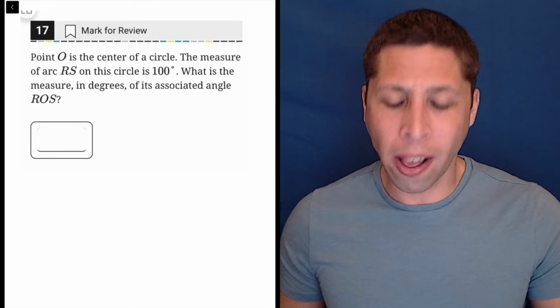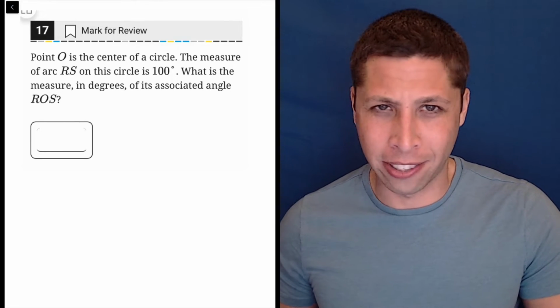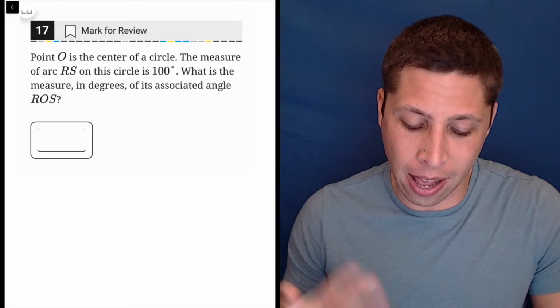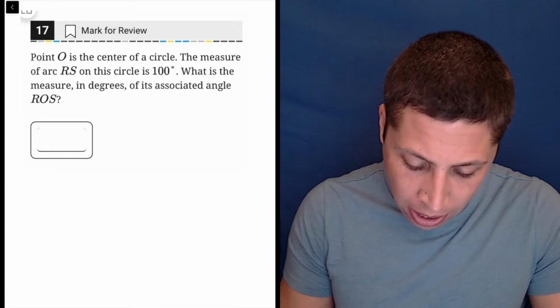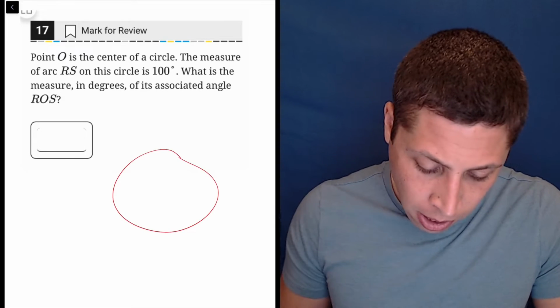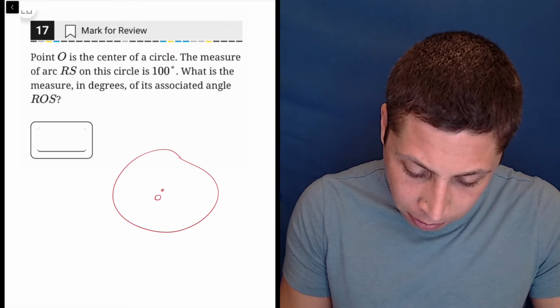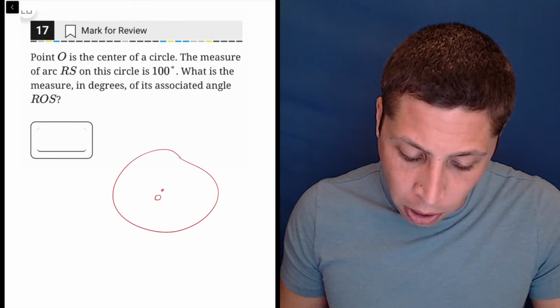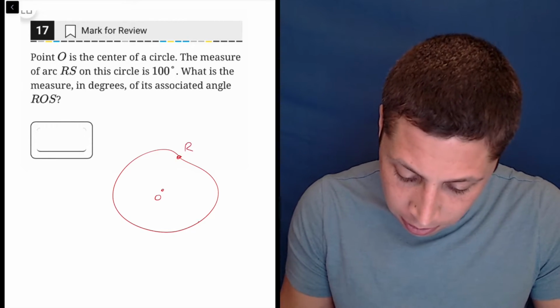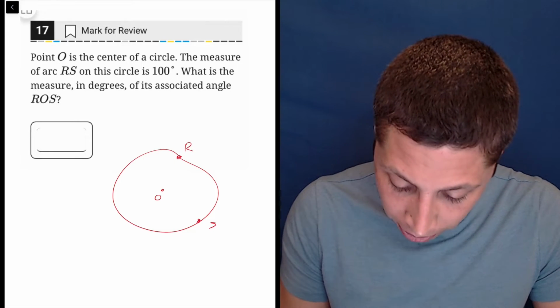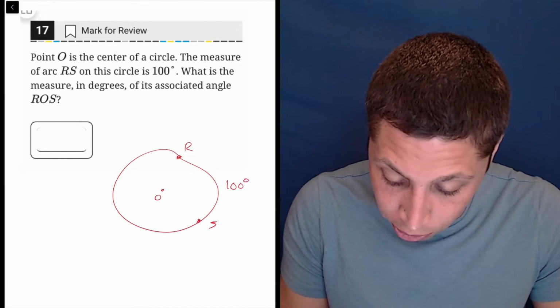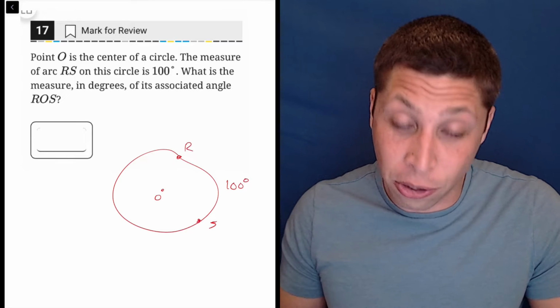I have no idea why this question is coming so late in this section. This is very easy. Maybe some people are just going to be confused by the language. I mean, if you draw a circle, point O is the center. The measure of arc RS, so RS, I'm not doing this to scale, but okay, RS is 100 degrees. What is the measure of its associated angle?